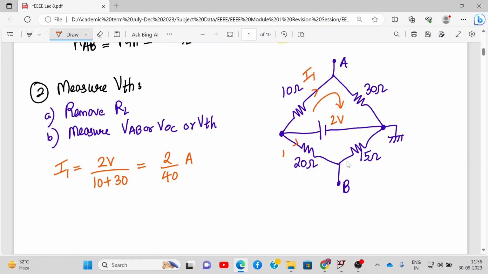Similarly, here we'll have I2, so I2 will be like this. I2 will be 2 volt divided by 20 plus 15. So it will be 2 divided by 35 amperes.